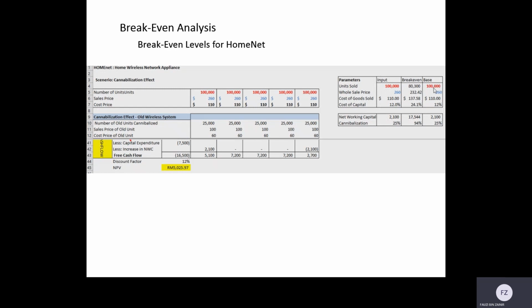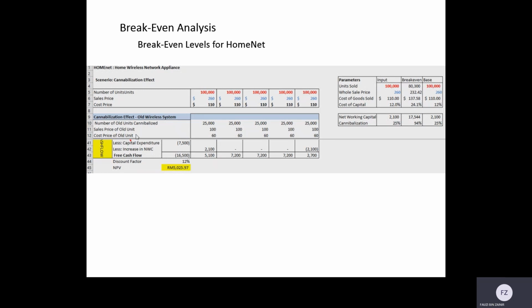These are the numbers we run through: 100,000 units, wholesale 260, and the cost of goods sold. Our assumption is that they remain more or less the same throughout the years, and the cost of capital is 12%. Here is the break-even. The break-even numbers indicate that if you replace the units sold, let's say 100,000, by 80,300, the NPV is going to change.